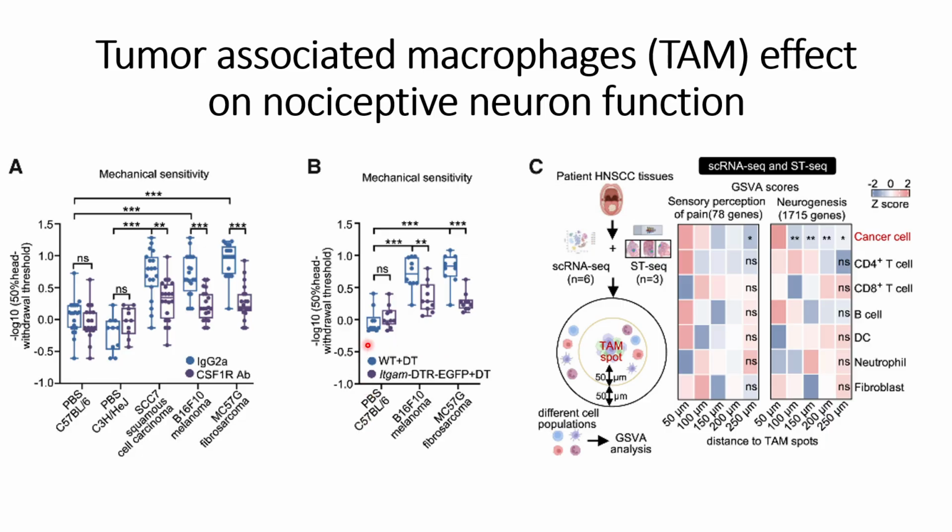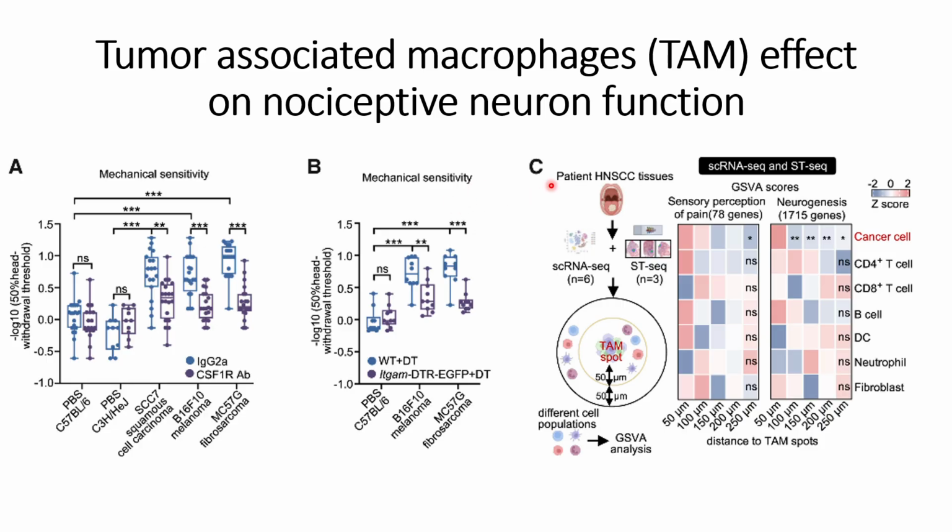For the control, they do not see any difference, as healthy tissues do not have any attraction towards tumor-associated macrophages. But for the case of cancer cells, they are able to see a clear difference, that is for melanoma and fibrosarcoma, in the case of ITGAM-DTR, they are able to see reductions in the 50% head movement of the mice, or the mechanical sensitivity decreases in the cancer conditions when they reduce these macrophages around the tumors. But this is not the case for wild-type DT or the control. So this indicates that TAM, that is tumor-associated macrophages, affect the mechanical sensitivity around the tumors.